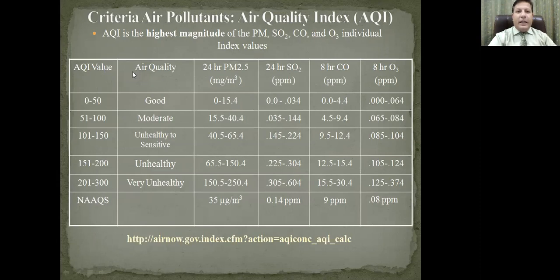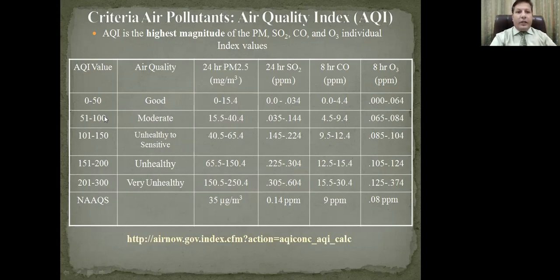Air quality index value and air quality for 24 hours with PM 2.5, in micrograms per meter cube. It means the 24 hours concentration of PM 2.5, the 24 hours concentration of sulfur dioxide, the 8 hours concentration of carbon monoxide, and the 8 hours concentration of ozone in the environment. If the air quality index is 0 to 50, air quality is good. So particulate matter will be 0 to 15, sulfur dioxide will be 0 to 0.03 for 24 hours, carbon monoxide 0 to 4 ppm for 8 hours, and ozone should be 0 to 0.06. This is the best, good air quality standard.